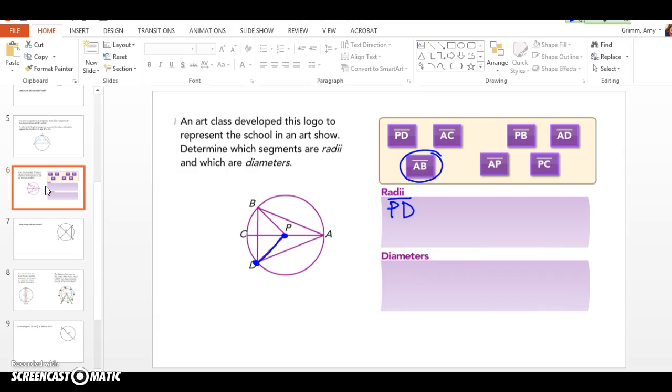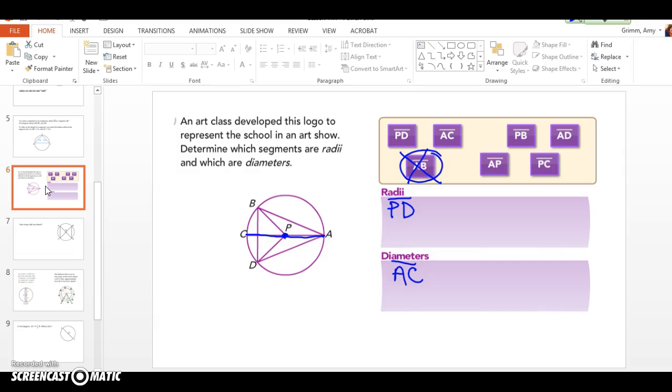All right, let's try AB. Neither. Why are you saying neither? It doesn't go through the middle. Very good. So AB is not one. All right, let's do AC. Diameter, good. Here's AC. It goes through the middle. So the diameter would be segment AC.